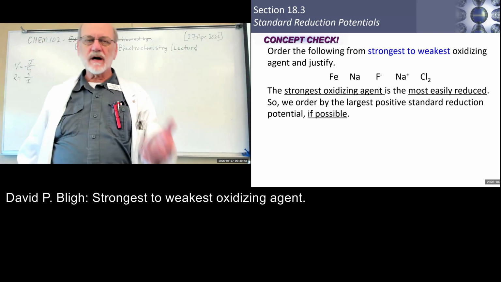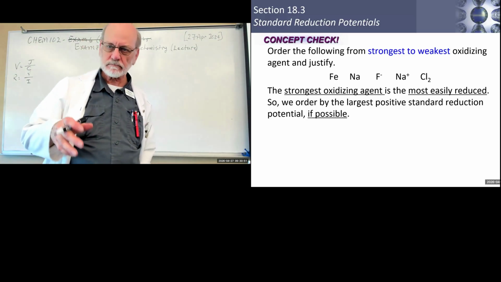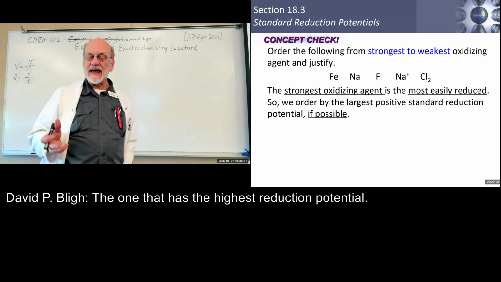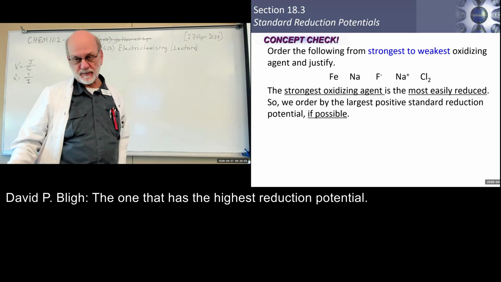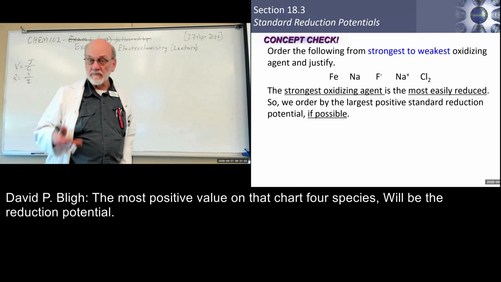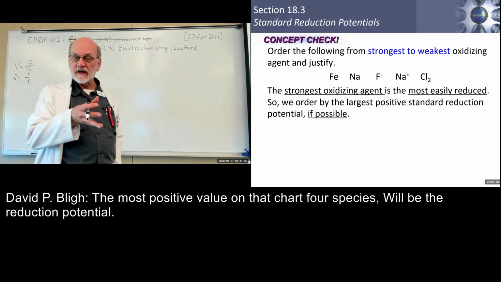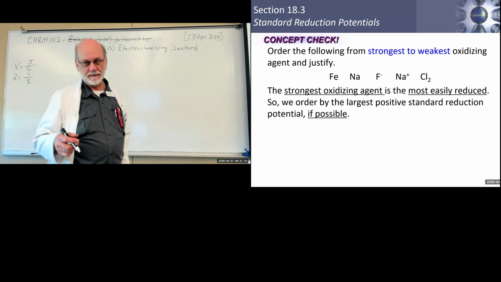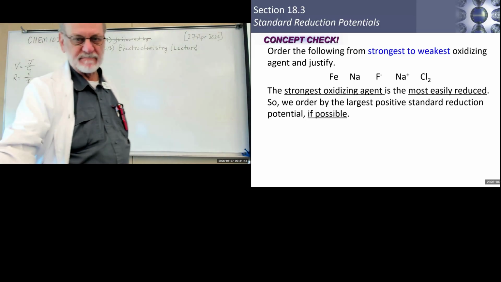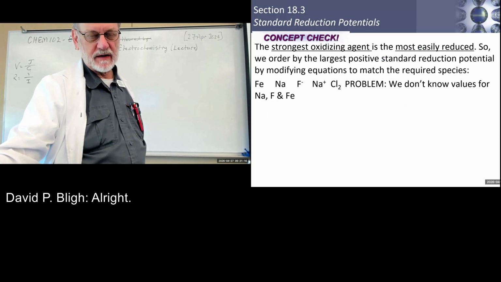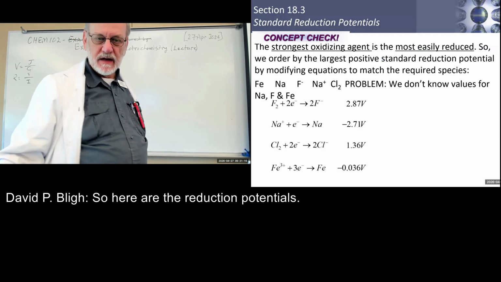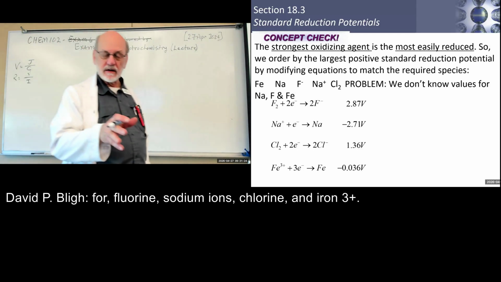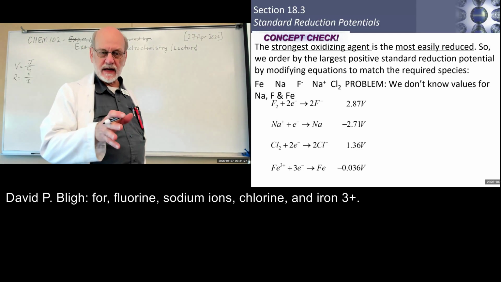Strongest to weakest oxidizing agent. So when we say oxidizing agent, what do we mean? The one that has the highest reduction potential. Right? The most positive value on that chart for a species will be the reduction potential. All right. So here are the reduction potentials for fluorine, sodium ions, chlorine, and iron 3+.